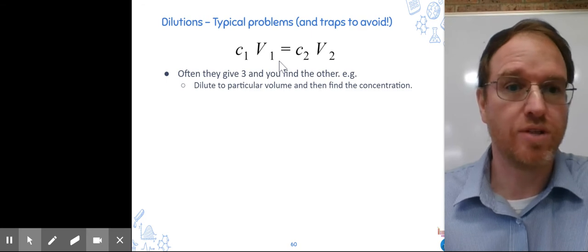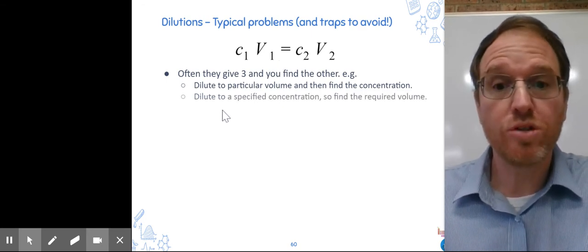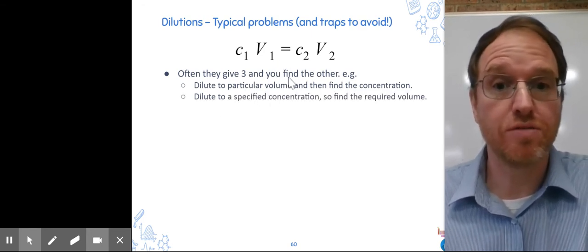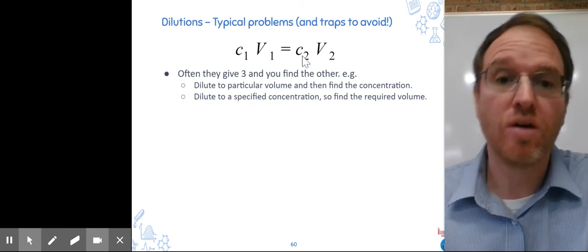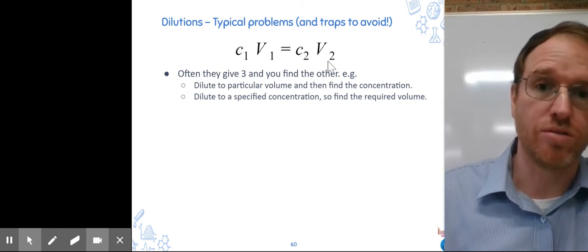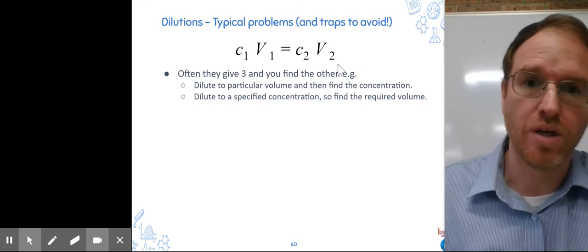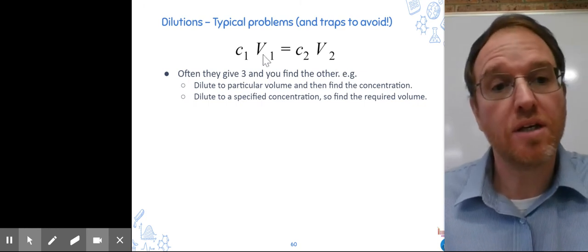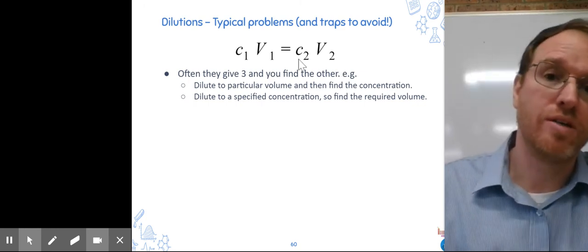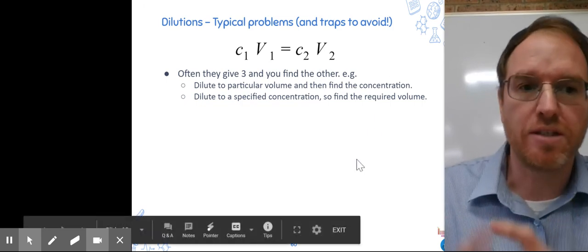You could easily substitute and solve it. Or they may say, we want to prepare a particular concentration of solution, so they give you C2. What volume do we need to dilute it to? So you need to find V2. So often they'll give you C1 and V1, initial concentration and volume, and you need to find one of these. But there are some tricks.